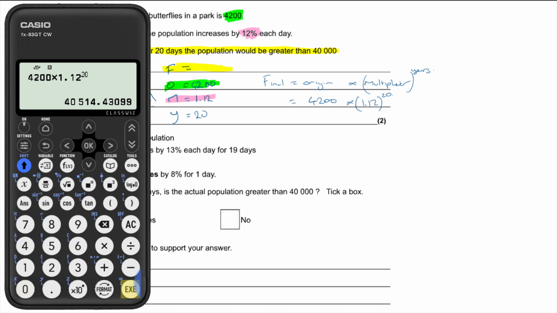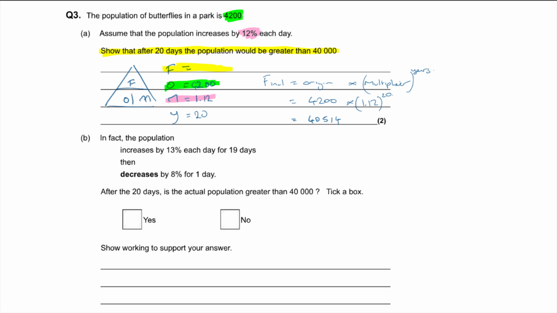And now that comes out to be a whole lot of butterflies. That's 40,514 and a bit of a butterfly, which I'm just going to try not to think about. Yes, so 40,514.